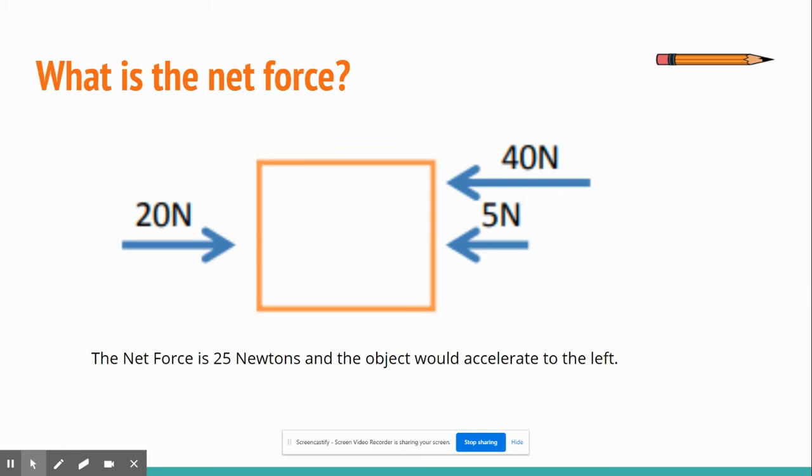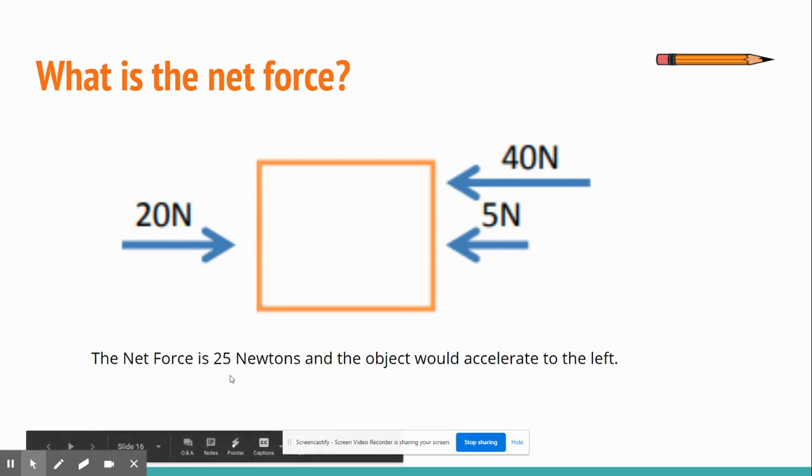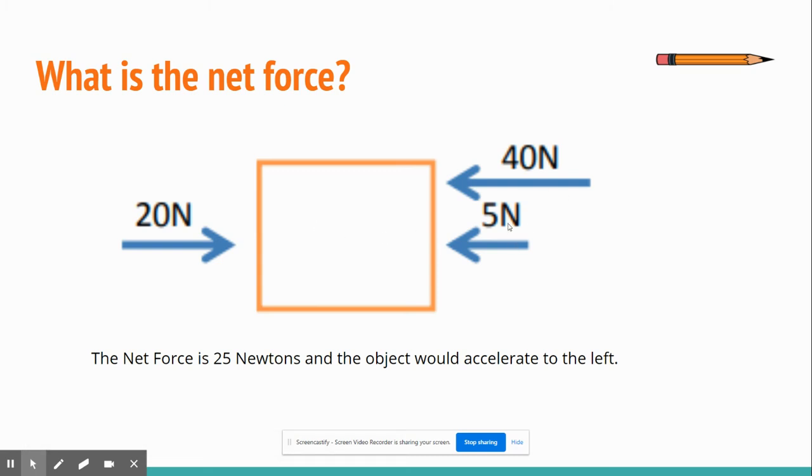Here's another one. We have a 20 Newton force to the right. We have two forces to the left, 40 newtons and 5. So to find the net force, it would be 40 plus 5 is 45, minus the 20, and the net force is 25 newtons, and the object this time is going to accelerate to the left. Follow the direction of these arrows. The leftover force, the larger force, is over here pushing to the left, and the object would accelerate to the left.